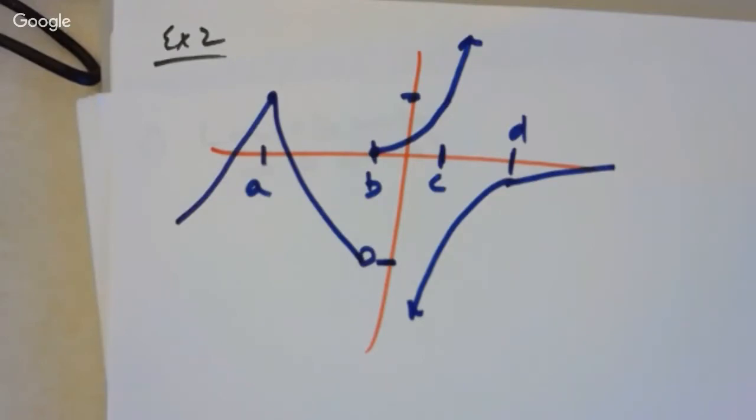Limit from the right is going to 0. Limit from the left is going to negative 1. Those are not the same numbers. The limit doesn't exist.